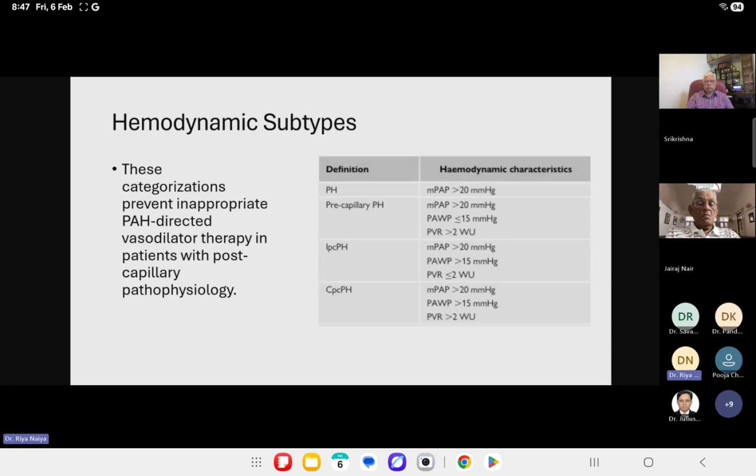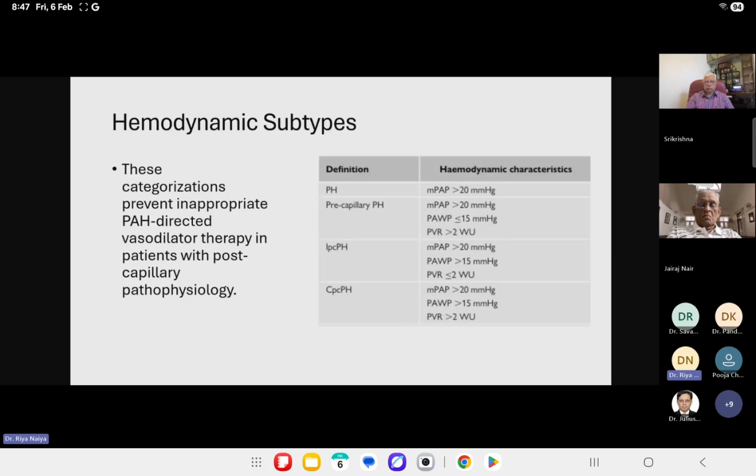As the etiological causes. Then there is isolated post-capillary pulmonary hypertension where the MPAP is more than 20, the pulmonary arterial wedge pressure is more than 15, and the PVR is less than or equal to 2 Wood units. This is usually because of the transmitted back pressure from the left heart, which usually has a normal pulmonary vasculature. So this is usually associated with valvular heart diseases like mitral stenosis or constrictive pericarditis or restrictive cardiomyopathy.